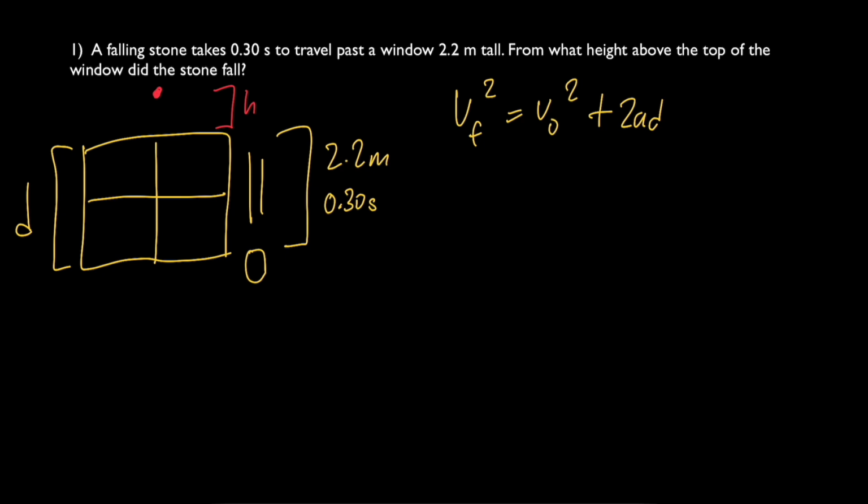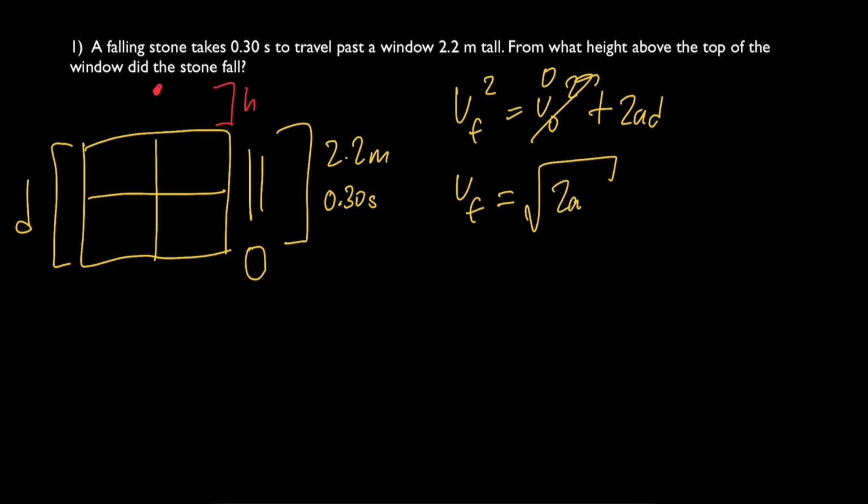Since we can assume that the ball is dropped at rest, we can cancel out the initial velocity for 0. And then taking the square root of both sides gives us the velocity is equal to the square root of 2ad. But I'm going to replace the d with h here, because that's what we've labeled it in our diagram.